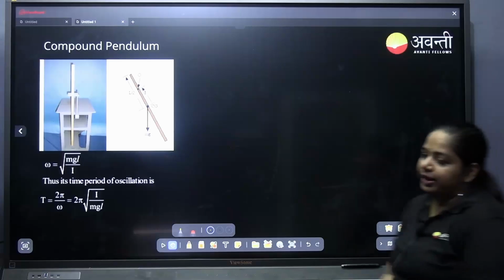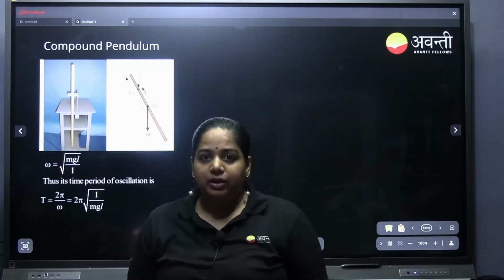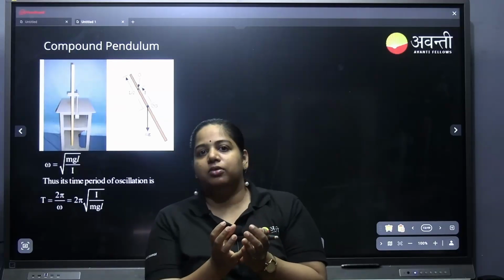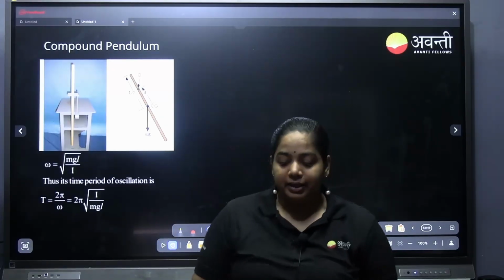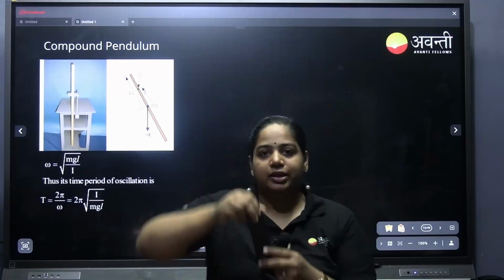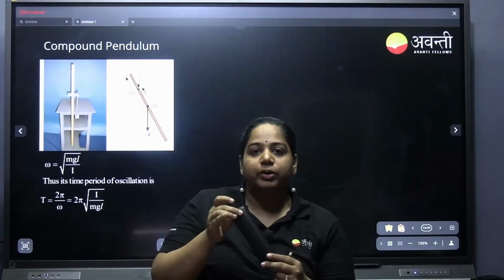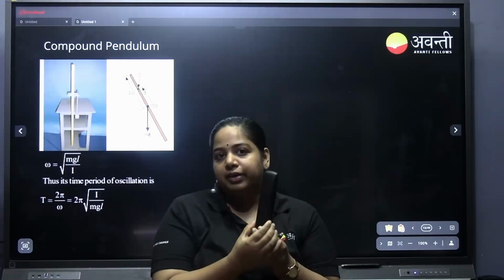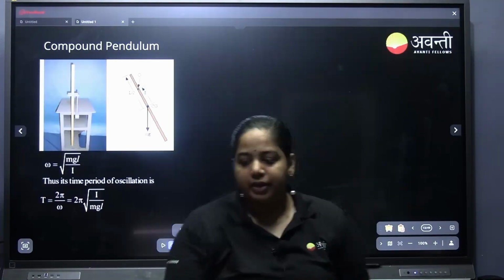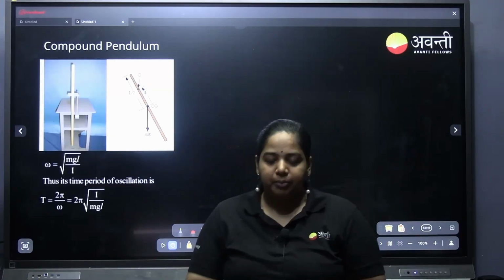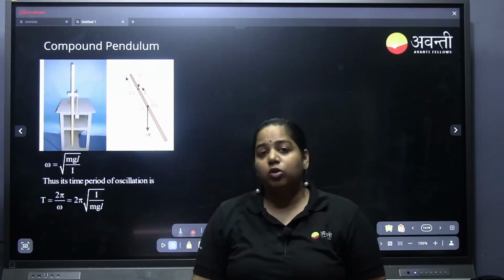So next is the compound pendulum. In a simple pendulum, you know, there is one string with a mass at the end. Compound pendulum means the whole mass is rotating. For example, take this remote. If this is oscillating, it is a compound pendulum. Mass is not located at one end, it is distributed. Such oscillations are called compound pendulum. If you are oscillating your pen, it is also a compound pendulum.